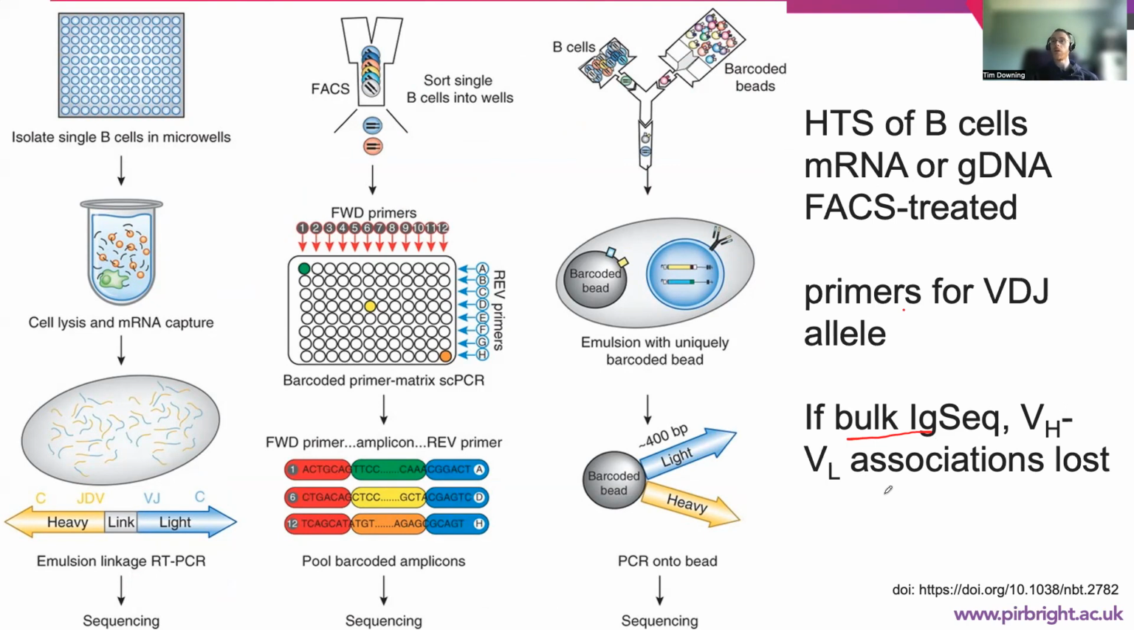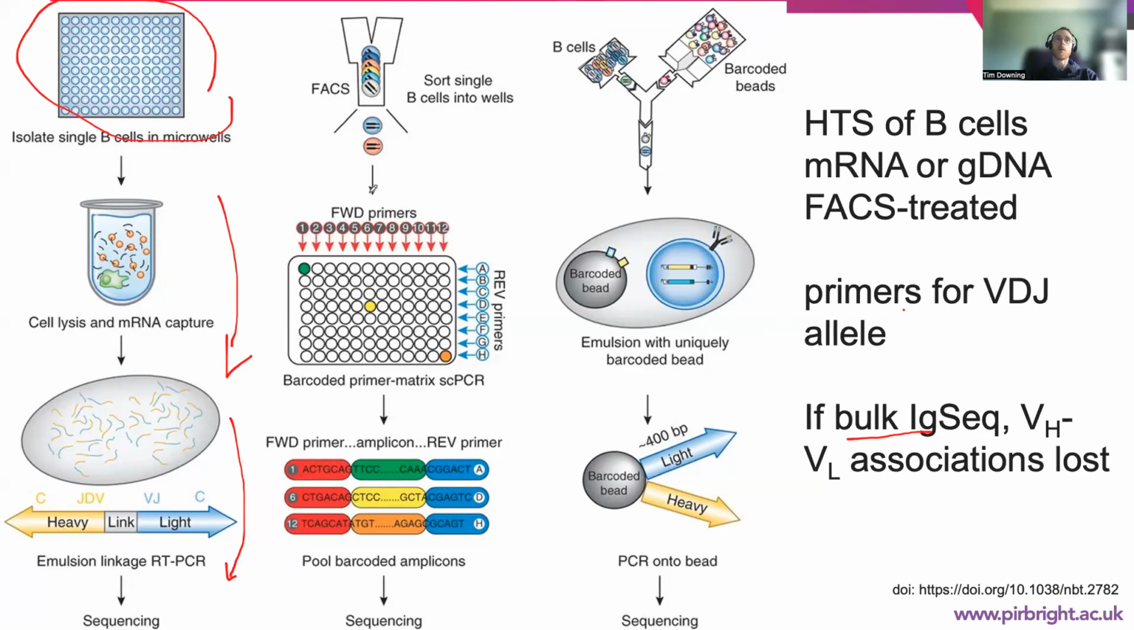So with single cells, we get those exact associations because the same VDJ allele should be expressed by the single cell. Whereas if we have a bulk of them, then we have a bundle of them all together, and it's difficult to associate different heavy and light chain alleles with each other. So we start with these single B cells, lyse and capture them, and use a type of RT-PCR before sequencing.